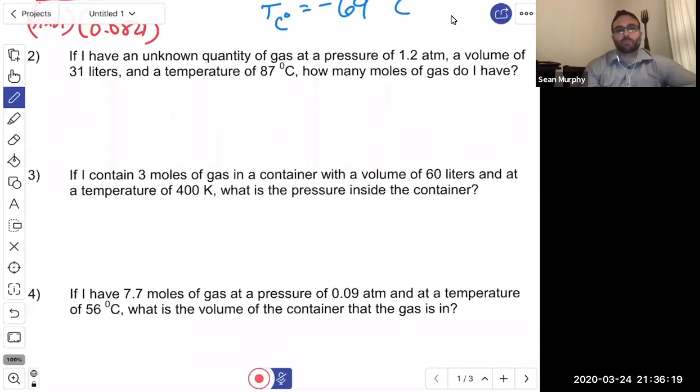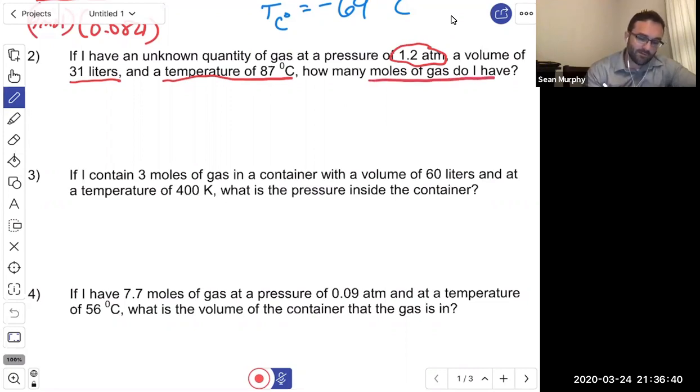All right, let's do number 2. If I have an unknown quantity of a gas at a pressure of 1.2 atmospheres, that looks important, let me circle that, 1.2 atmospheres, and a volume of 31 liters and a temperature of 87 degrees Celsius, how many moles of the gas do I have? Remember, moles and molecules are not the same thing. A molecule is a couple of individual atoms put together. A mole is a group of atoms, just kind of like how a dozen is a group. We can group things by dozen.